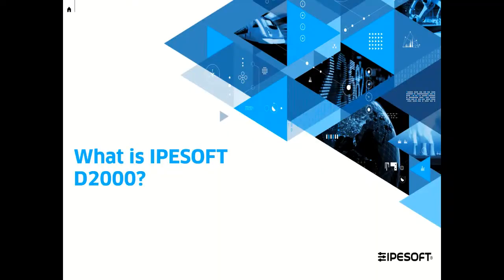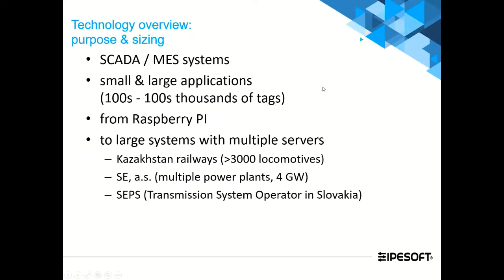So, what is IPESOFT D2000? IPESOFT D2000 is a technology that enables you to create both SCADA and MES systems. It's being developed by IPESOFT since 1993. D2000 is used in small SCADA systems like heat transfer stations, environmental monitoring systems, even as an embedded system in some industrial machines. It's deployed in transportation.